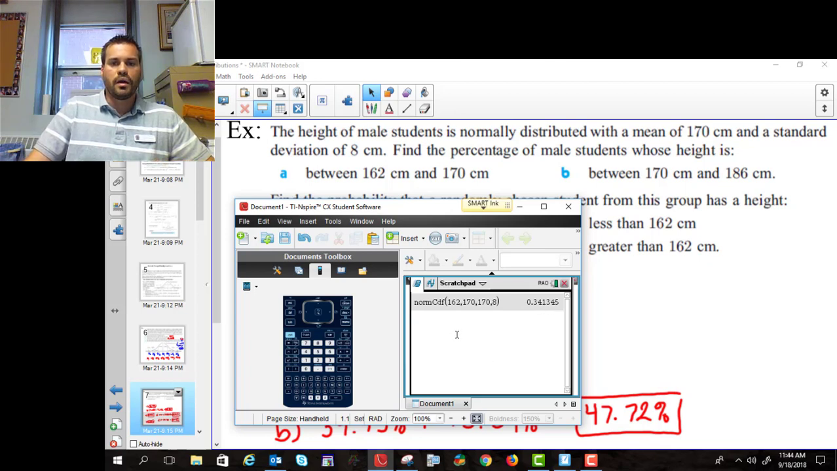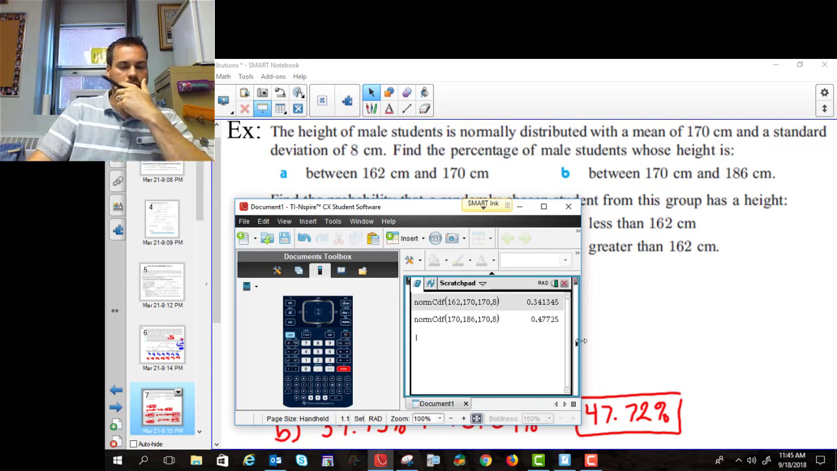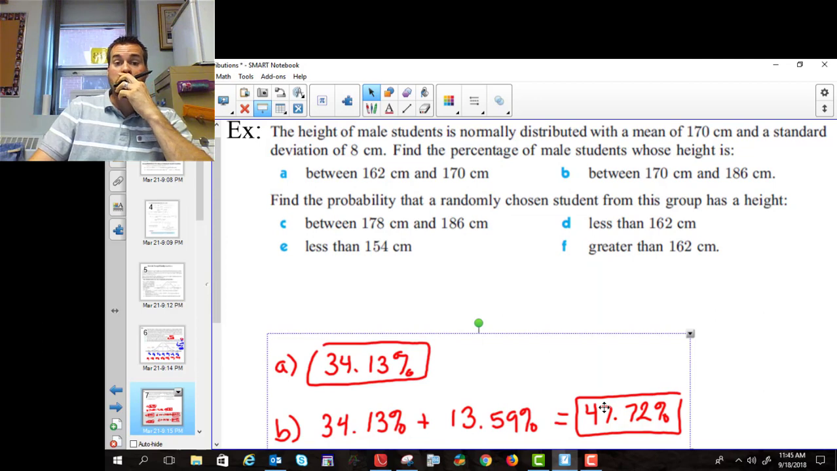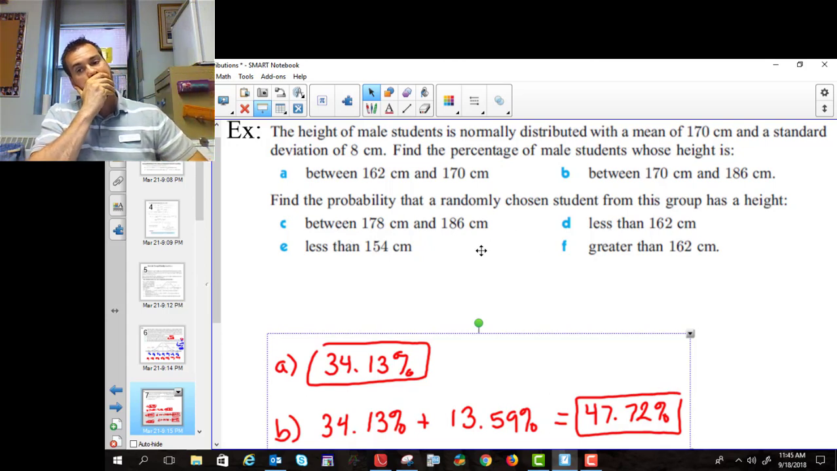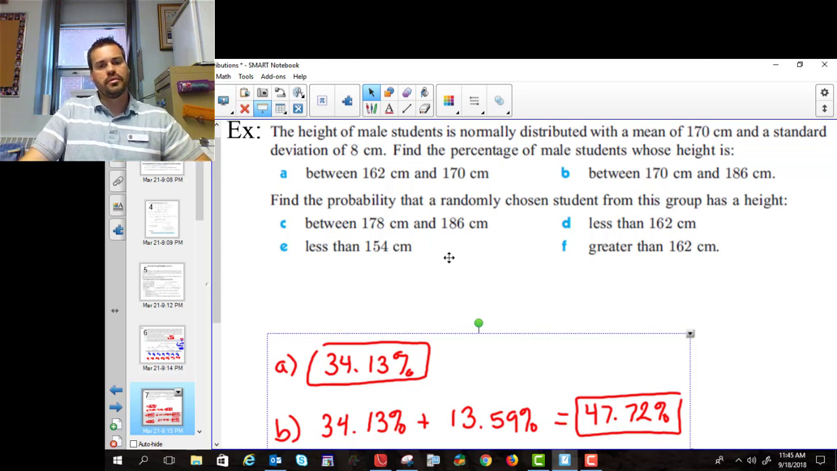If we hit OK, we get our same probability, 34.13. Then you can go back up here, hit the up arrow twice, and keep changing your boundaries because the mean and standard deviation are staying the same. So we're going to go 170 and 186 this time, and again it matches what we saw. You can find the probability that a randomly chosen student from this group has a height of all of these different things, but you'll notice that some of them say less than and some say greater than. I want to look at those for a second because you can use the table, but in order to use the calculator, you just have to be careful.